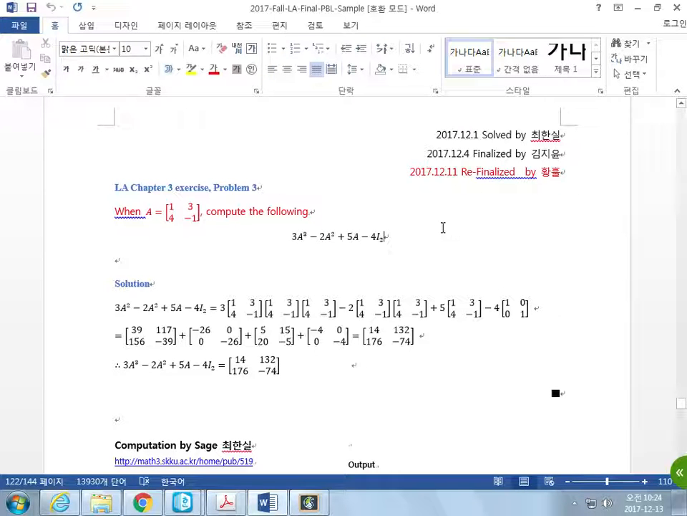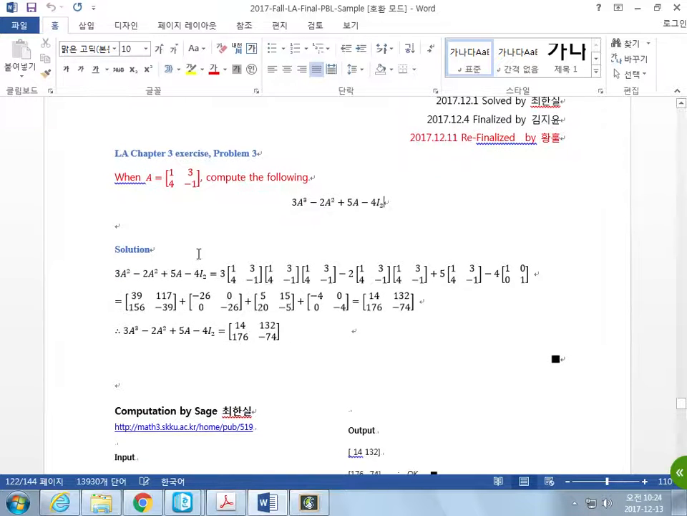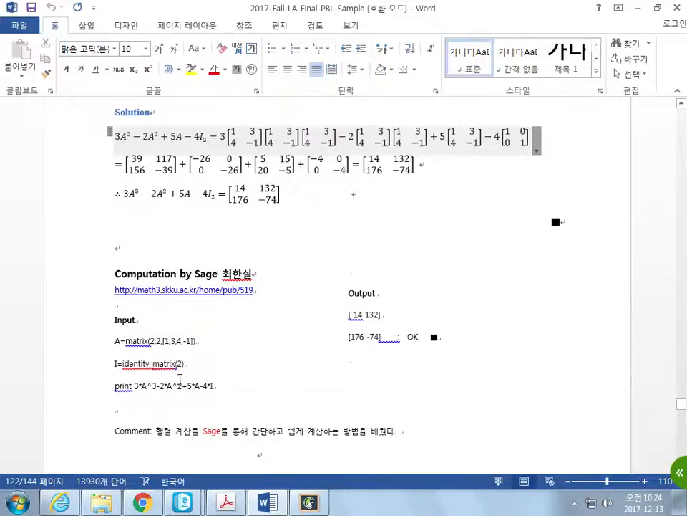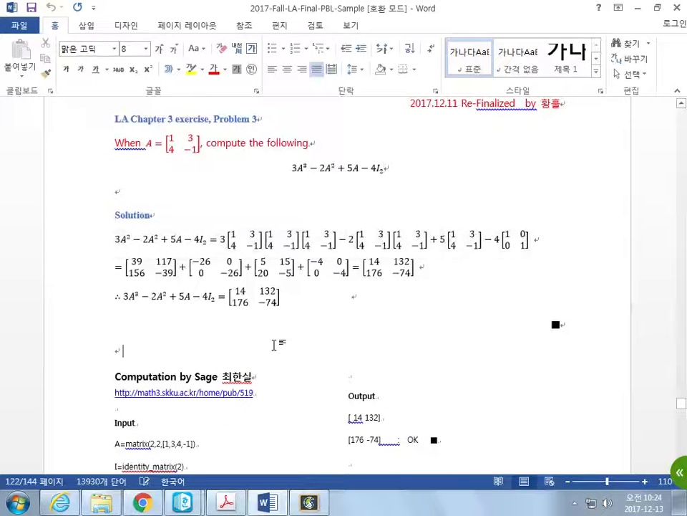이 문제는 비록 간단한 건데, 원래 최한실 양이 푼 거예요. 다음과 같은 계산을 할 때 물론 손으로도 어렵지 않게 풀 수 있지만, 컴퓨터를 이용해서 세이지로 풀었을 때는 한 세 줄만 입력하면 계산값이 나올 수 있습니다.